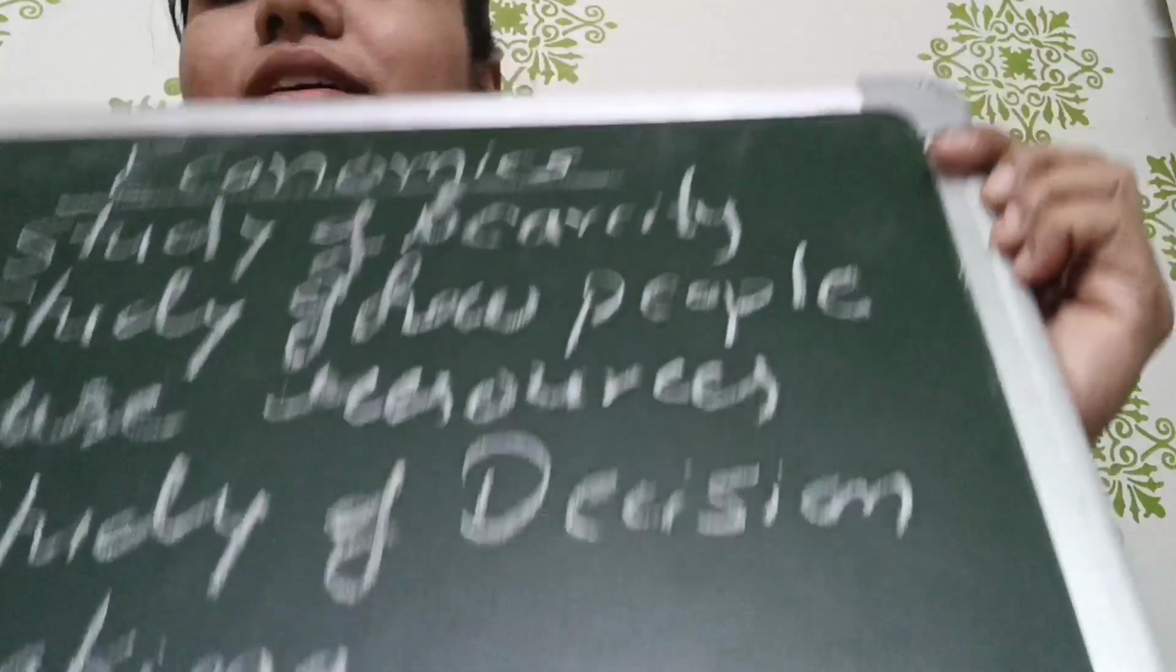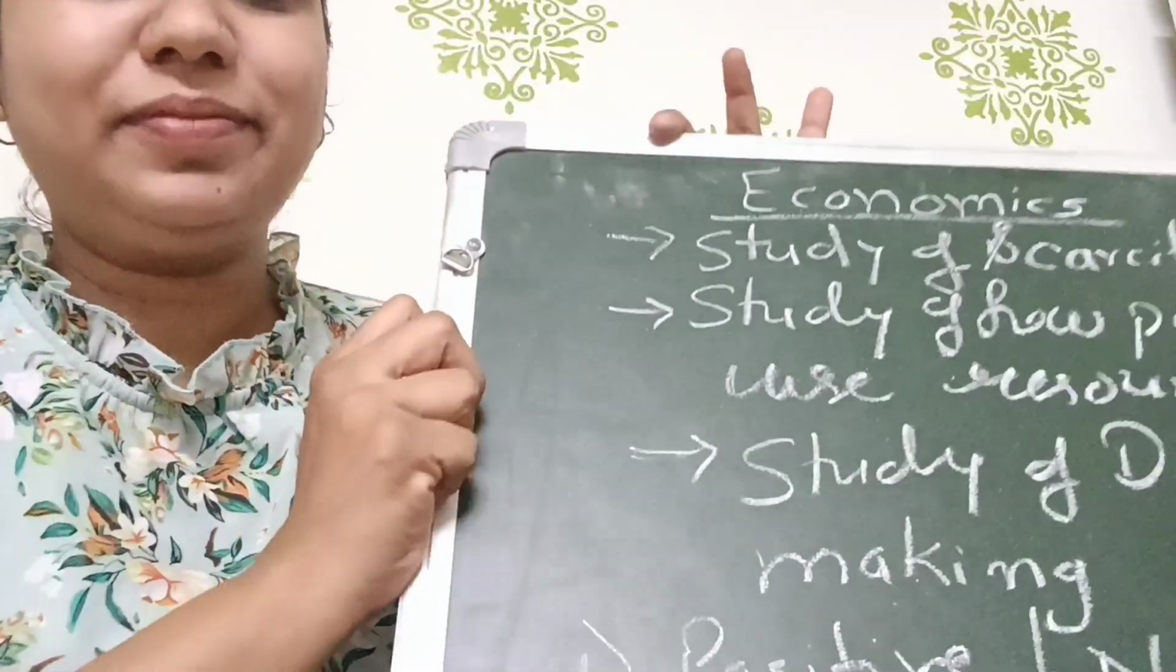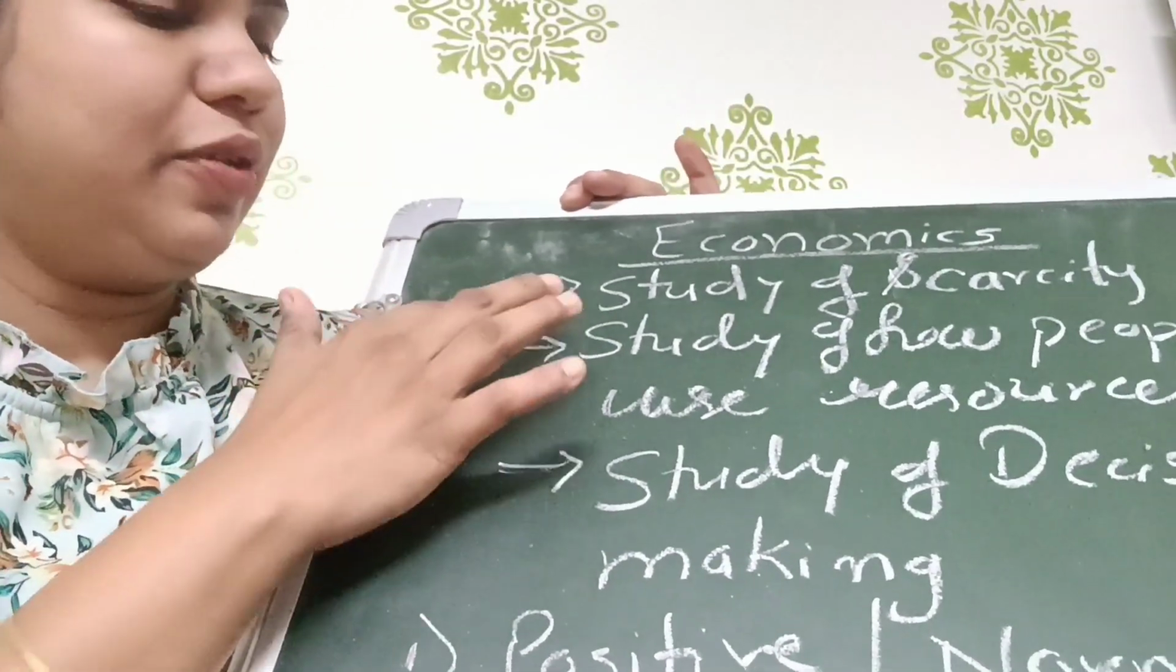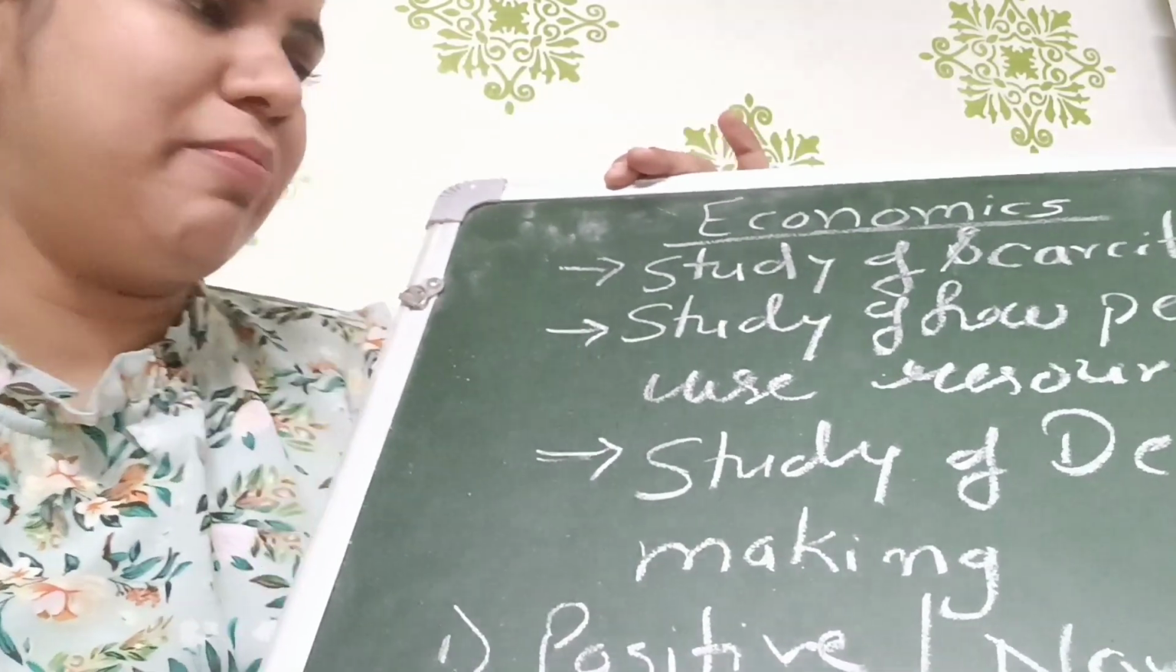So we will start once again with the topic, which is what is economics and what are the types of economics. First we will cover positive and normative economics. You can see here on the board, it is already mentioned, right? So what is economics, and what is positive and normative economics? We will see one by one.